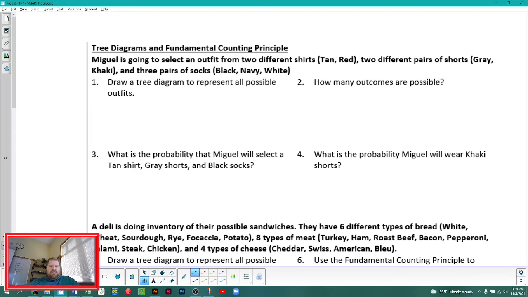In this first one, we're talking about Miguel, who is going to select an outfit. He has 2 different shirts, tan and red, 2 different pairs of shorts, gray and khaki, and 3 different pairs of socks, black, navy, and white.